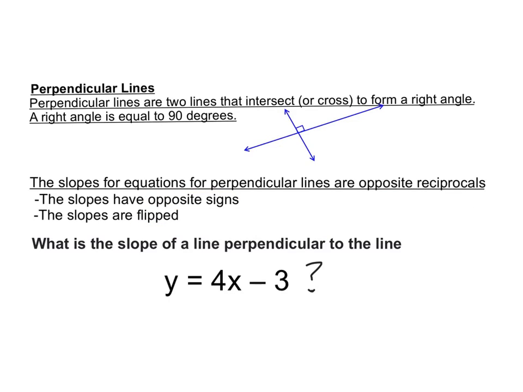Okay, so this is the same stuff, the red's all gone. My question is, what is the slope of a line perpendicular to this line? In order to answer this question, I first have to identify the slope of this line. So what is the slope of this line, y equals 4x minus 3? The slope of this line is 4. Let's talk about the perpendicular line.